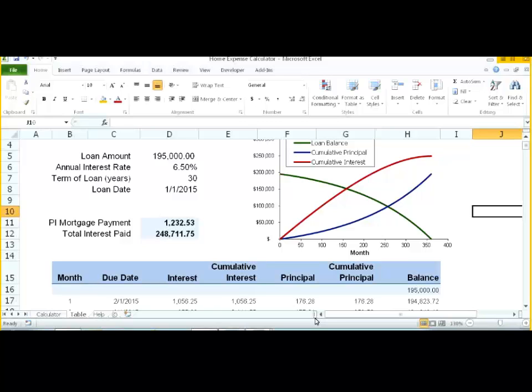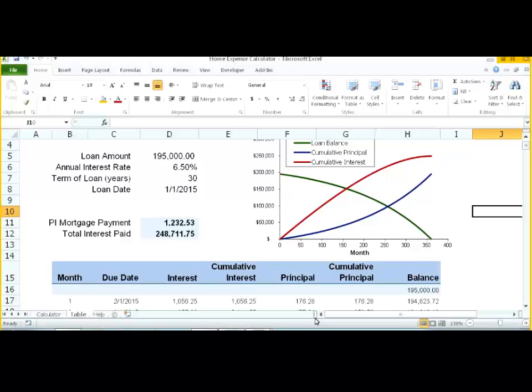This shows the balance over time. The reason it starts off at a lower slope is because I'm paying mostly interest. But as I pay the principal down, the amount going to interest becomes less, and the amount going to principal becomes more. And then by the time you get to the end of the loan, you're paying it off much more quickly.